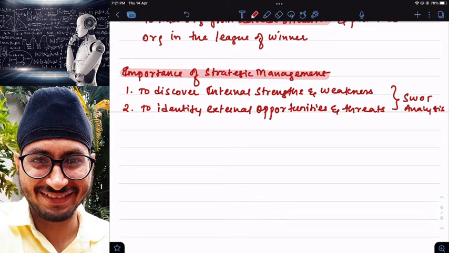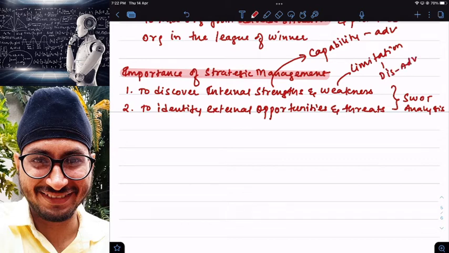So strength and weakness are which factors? Internal factors. Clear? I repeat, strength and weakness are which factors? Internal factors. Opportunities and threats are which factors? External factors. Now, I am having a capability which is giving me an advantage in market. That is called what? Strength. I'm having a limitation because of which I'm getting a disadvantage in market. That is called what? Weakness.